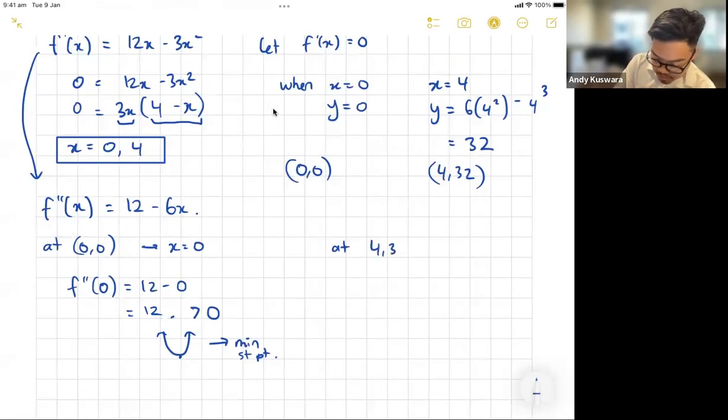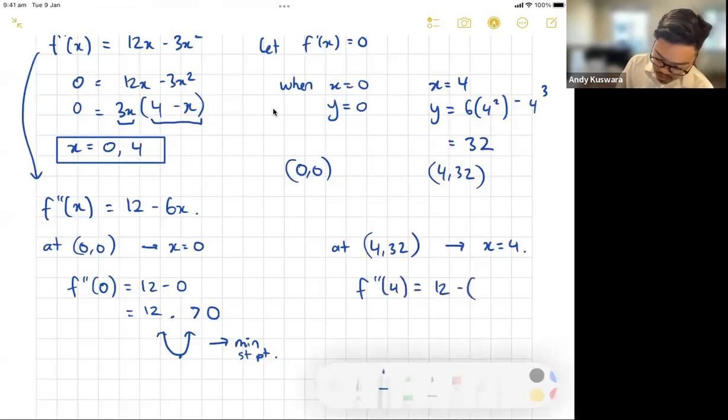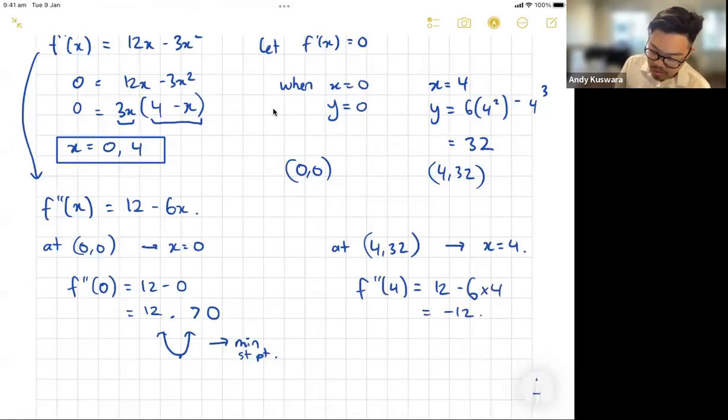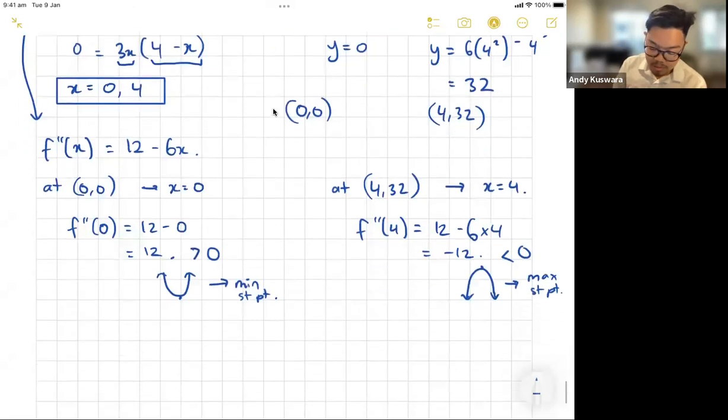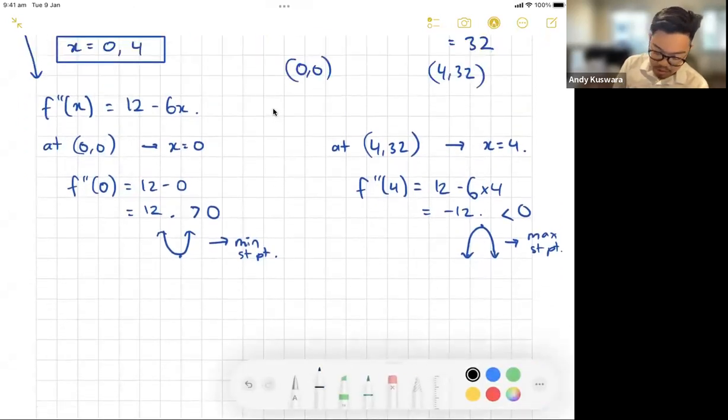Let's do the other point, at 4, 32. We're going to see what happens here. In this case, we only really care about the x coordinate, that's x equals 4. So f double dash 4 becomes 12 minus 6 times 4. That gives you minus 12. What that gives you is that it's less than 0. So that's negative, so we're sad face. That means we're actually going to have a max stationary point. If you look at the numbers, it kind of makes sense.